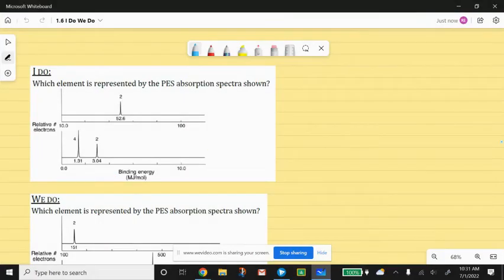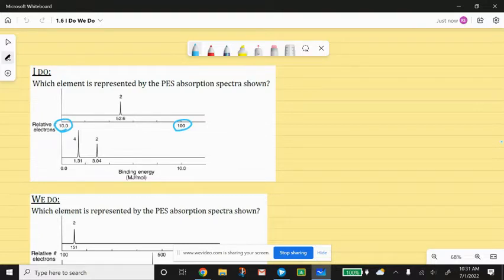In this I-Do problem, we have to identify the element that's represented by the PES absorption spectra. And PES stands for photoelectron spectroscopy. And the key to reading these spectra is to look at your axes down here. And I want you to notice that in this one, it's split into two pieces.